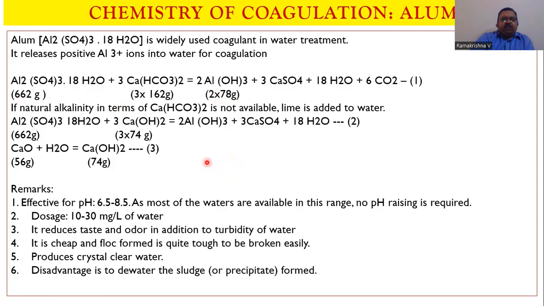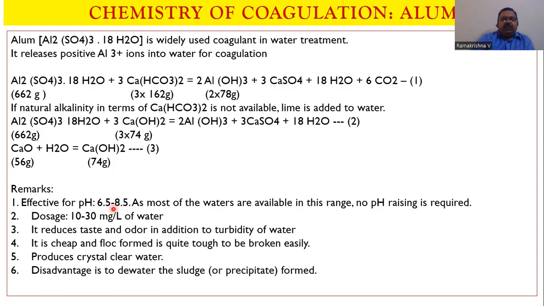Now what about the pH dependence? This is useful in the range of 6.5 to 8.5 pH. Most waters are within this range, so we don't have to improve the acidity or alkalinity of the water. The usual dosage is around 10 to 30 milligrams per liter: 30 milligrams per liter mainly during high turbid conditions in the rainy season, and 10 milligrams per liter is the normal concentration in normal seasons.